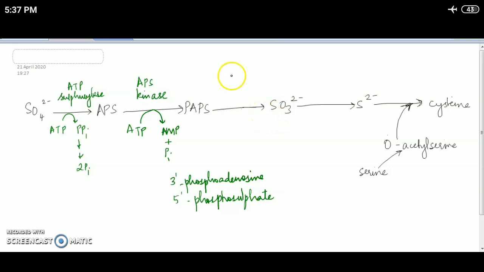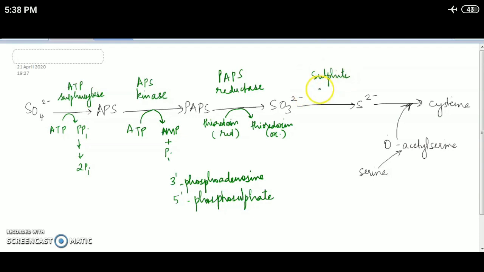This APS is then converted to PAPS. PAPS stands for 3' phosphoadenosine 5' phosphosulfate. APS was adenosine 5' phosphosulfate. Now what we have done is phosphorylated the adenosine, or added a phosphate group. So in the second step, we have the addition of a phosphate group to APS, because of which APS is converted into PAPS, 3' phosphoadenosine 5' phosphosulfate.